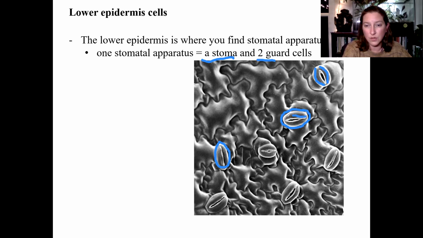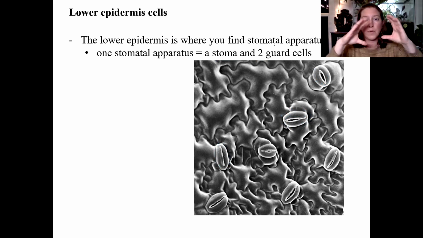On this one, I drew a circle on earlier. There's one guard cell, another guard cell. And the guard cells are going to be the cells that either swell up and close or not swell up and kind of fall back. So they're going to be opening and closing the hole, or the stoma.